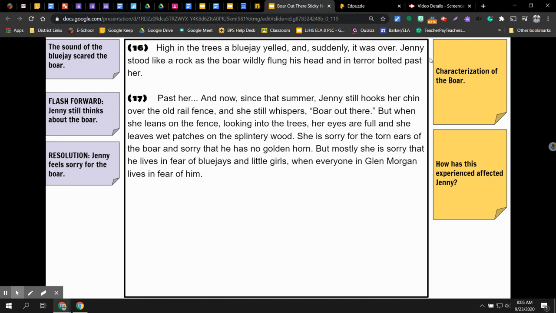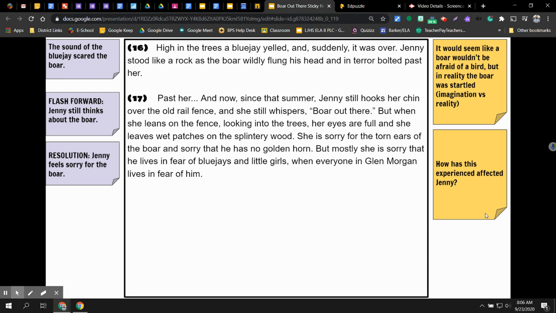So there's some characterization here of the boar, because the whole story, Jenny's been trying to convince herself and convince the reader that this boar is a magical, mythical, powerful beast that rules the forest, right? So what do we notice here about the boar? What characterization are we given that, once again, brings us back to reality about the boar? Go.